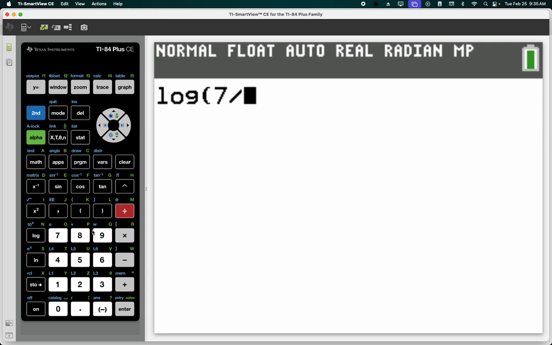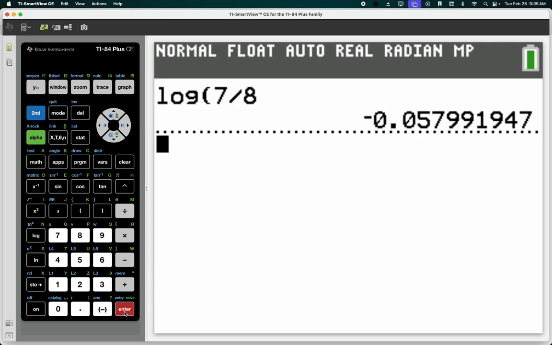So if I want to do log of 7/8, and I wanted to get a negative, it's less than 1. Oh, right. No, sorry, it's less than 10. Log base 10 of 10 is 1. It's negative because it's less than 1. Yeah, that's right.